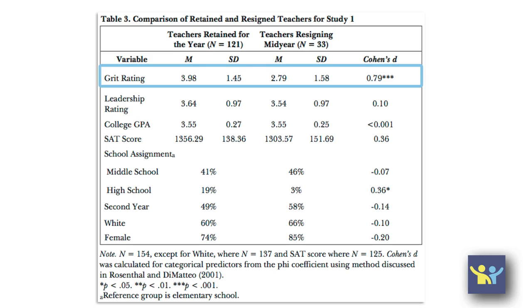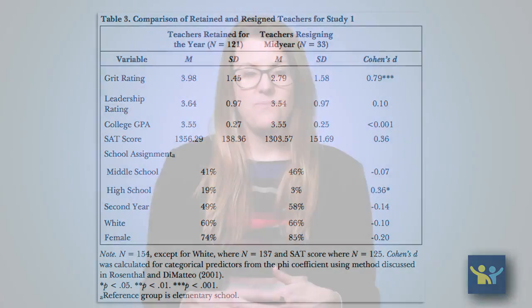The fact that there are 3 stars means that the results are very unlikely to be due to chance. You can see that the p-value is less than 0.001, which again means that there's less than a 0.1% chance that the results are a fluke. So we conclude from this table that there is a large difference in grit between teachers who stayed through the year and those that quit mid-year. That is unlikely due to chance or an error in our data collection.